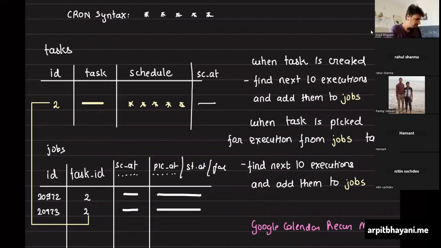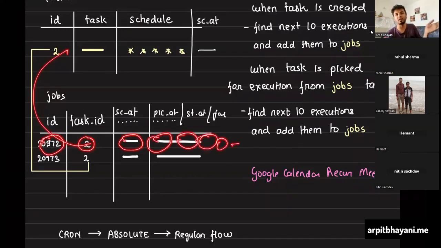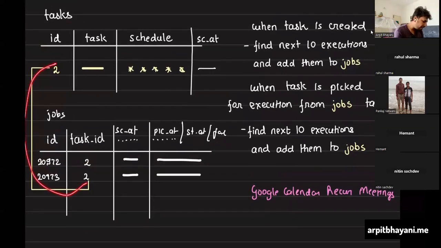For example, you have a job. Whatever we did with the task table, say it was the jobs table, which is actually the things that are running. The single execution of a task is a job. So what you have is a job ID, which belongs to this task, scheduled at, picked at, started at, and all of that part. Right? And now what we do is we just have this task table, which has a schedule.